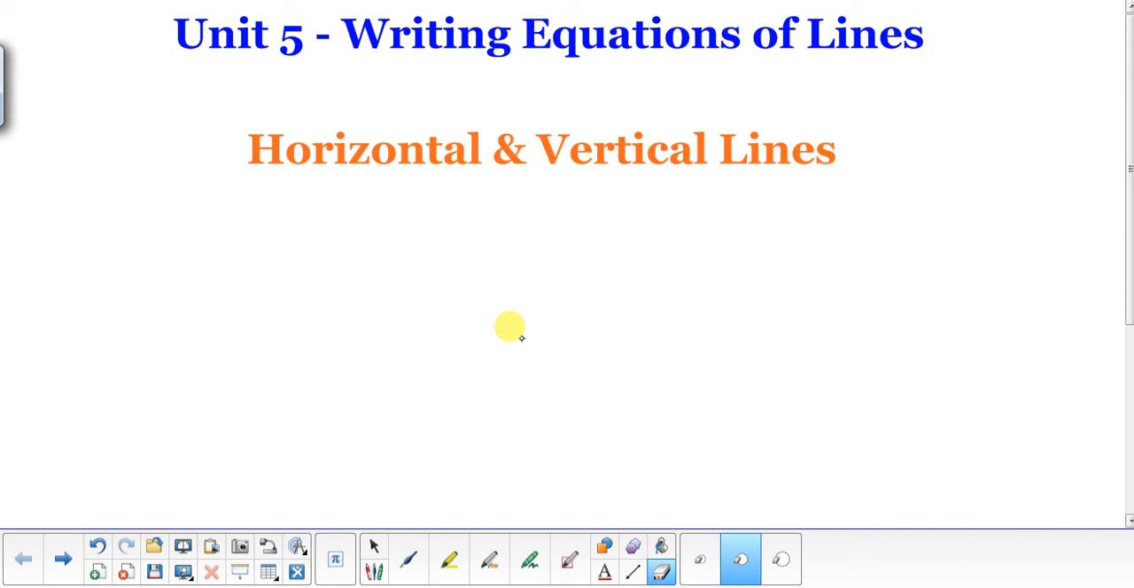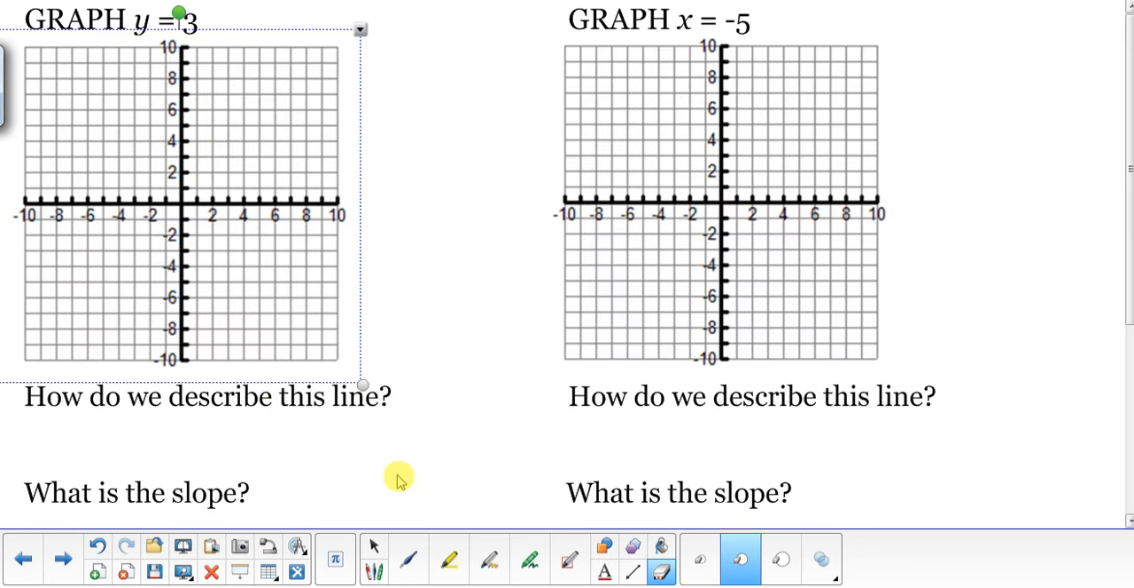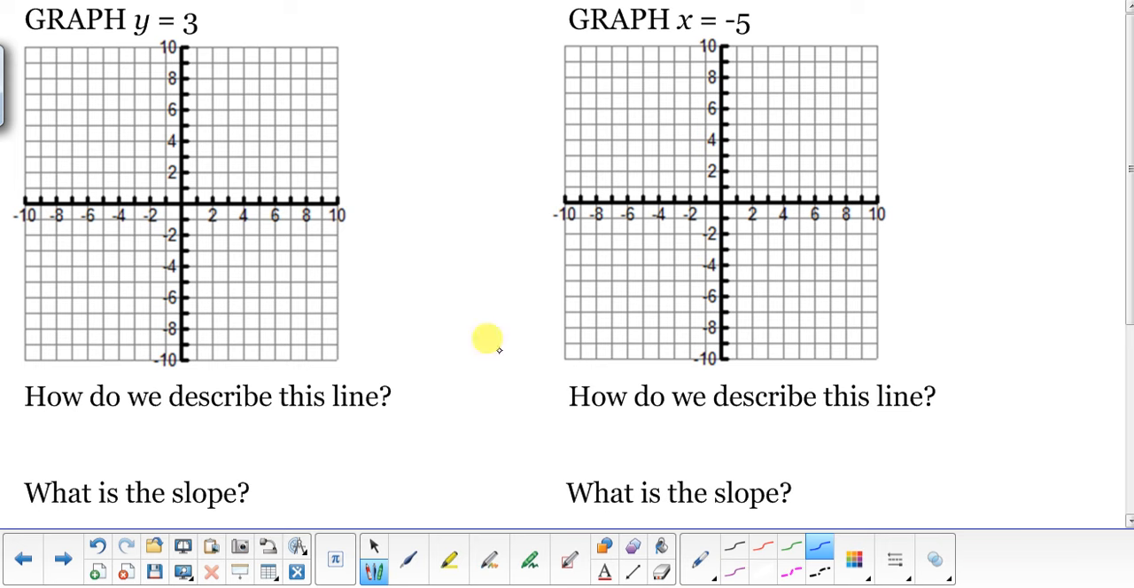Today we're going to still be writing equations of lines, but today we're going to be focusing on horizontal and vertical. Before we even look at writing, let's practice graphing, just to connect to our old understanding. It says graph y equals 3. That means that the y value is always 3. So the easiest place that y is 3 is right there.